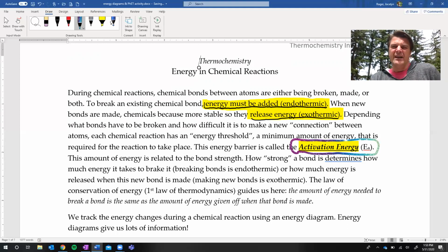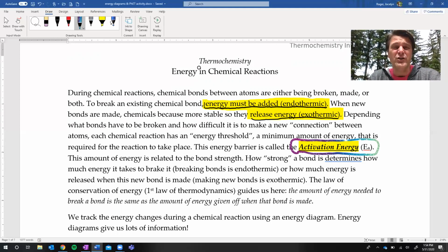And so what we're going to do today is we're going to look at these energies, and we're going to look at diagrams, which are called energy diagrams. And from the diagram, you'll be able to find all of this information: the energy of the reactants, the energy of the products, the difference between the two, and how much energy it takes to get the reaction going.